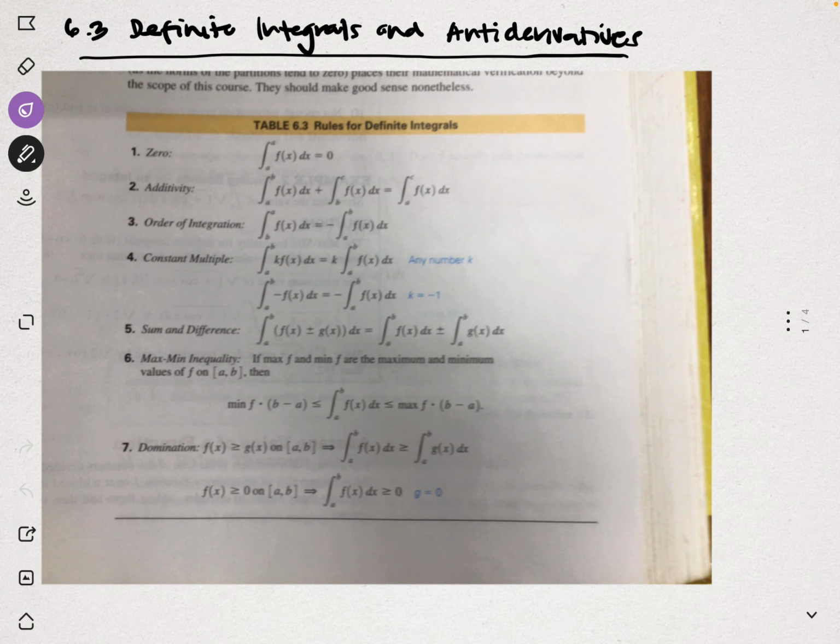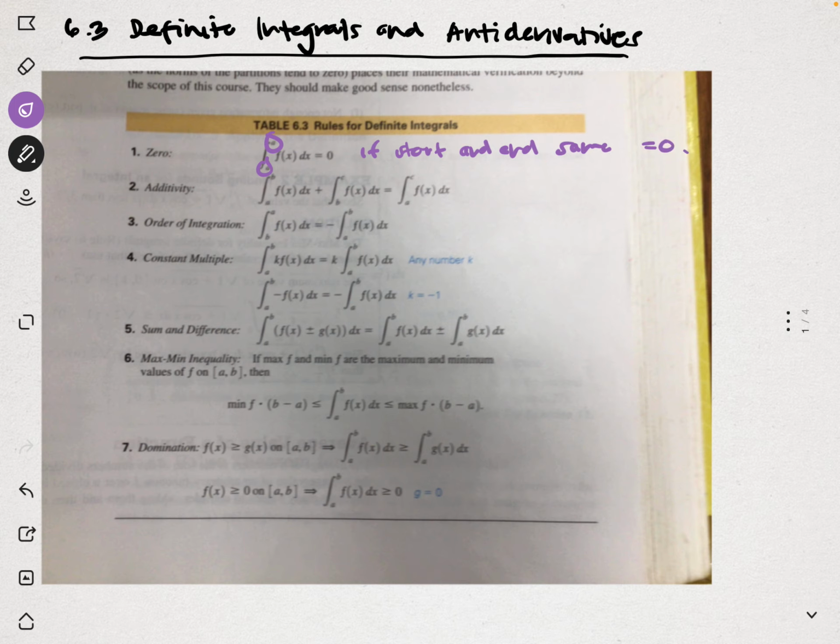So the first one is the zero property. Notice that for the first one, the start and the end are the same. So if the start of the integral and the end of the integral are the same, there's going to be zero area under the curve. So if start and end are the same, then it's going to be equal to 0.